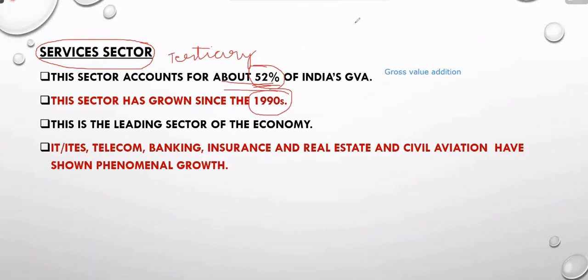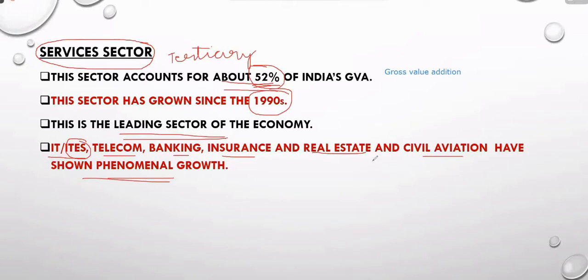Now you may get a question on which is the leading sector of the economy now. The leading sector of the economy is the service sector. What all comes under the service sector? IT, information technology, and ITES, information technology enabled services, like BPOs and call centers. Then telecom, banking, insurance, real estate, civil aviation, all these are part of the service sector, and that gives phenomenal growth for the economy. I hope I made it clear.